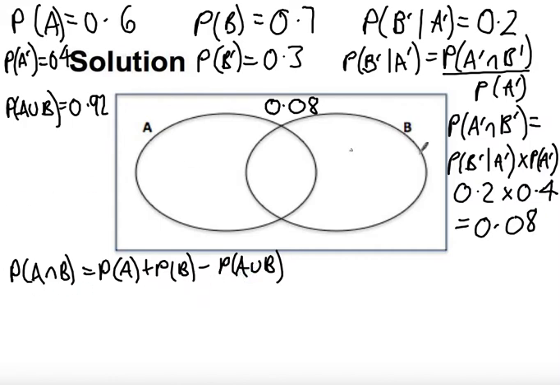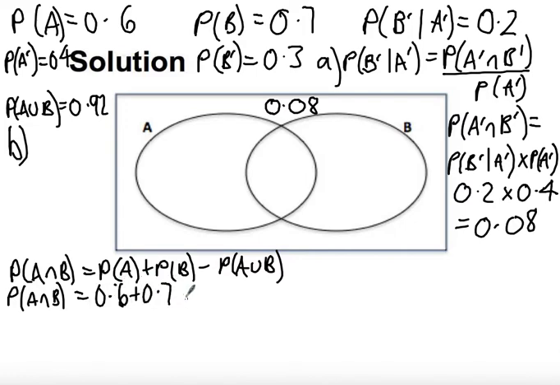And so the questions have led you through this because part A wanted you to get A complement intersect B complement, part B wants you to find the intersect. So we get the intersect, that's going to be 0.6 plus 0.7 minus 0.92. So when we work through that, 1.3 take away 0.92 is 0.38. And so I can start to fill in the rest of the Venn diagram.